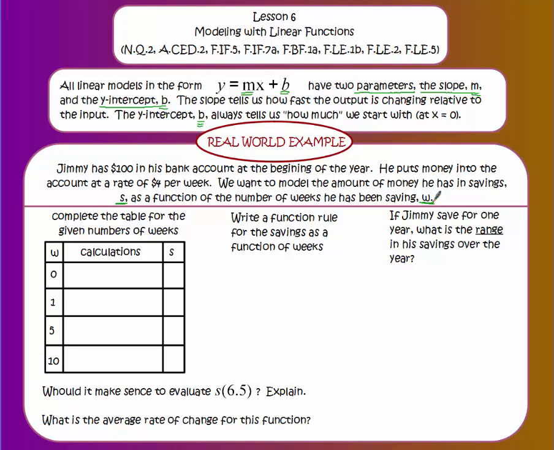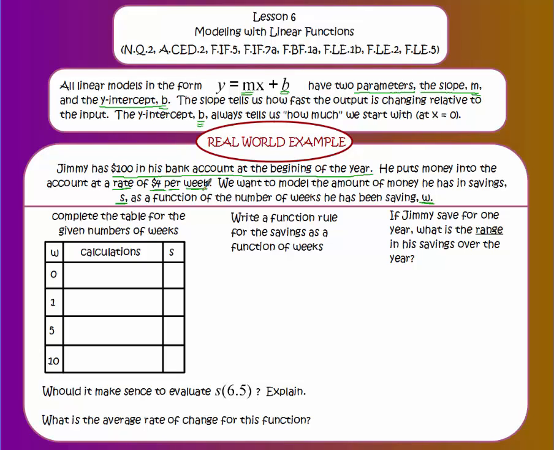Some important things here. He has $100 in his bank account at the beginning of the year, so he's starting with $100 before any time passes. And he's putting money into the account at a rate of $4 per week, so every 1 week is $4. So we want to model the amount of money he has in savings, S, as a function of the number of weeks he has been saving, W.